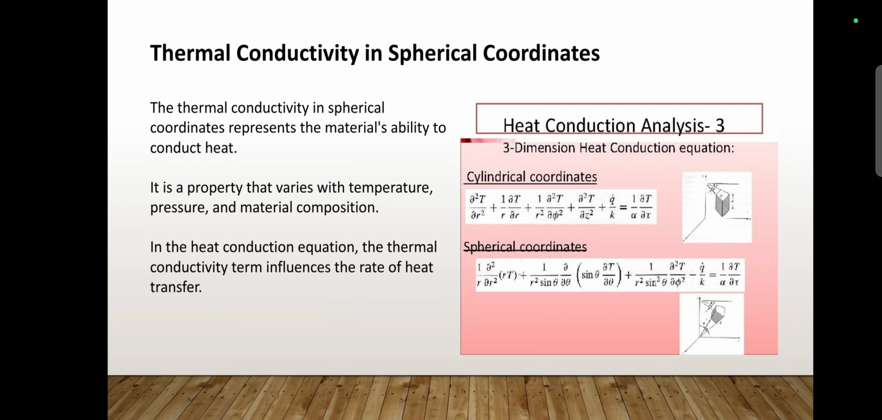It is a property that varies with temperature, pressure, and material composition. In the heat conduction equation, the thermal conductivity term influences the rate of heat transfer.